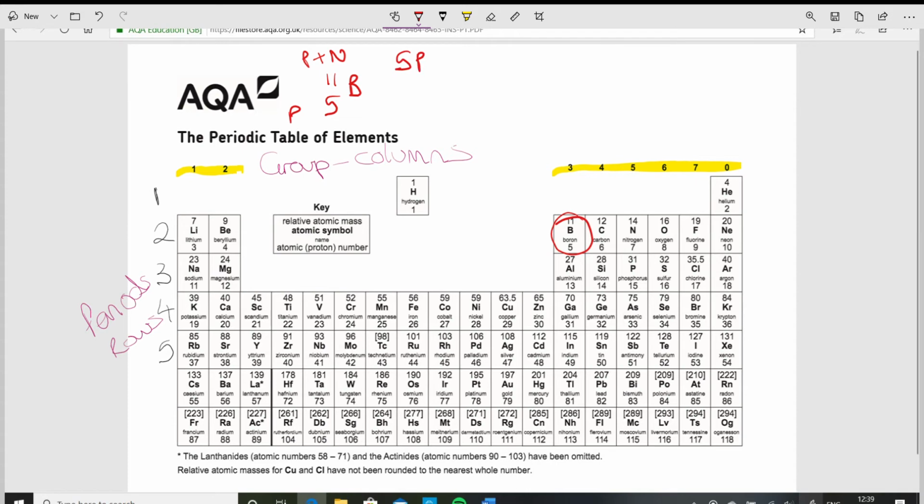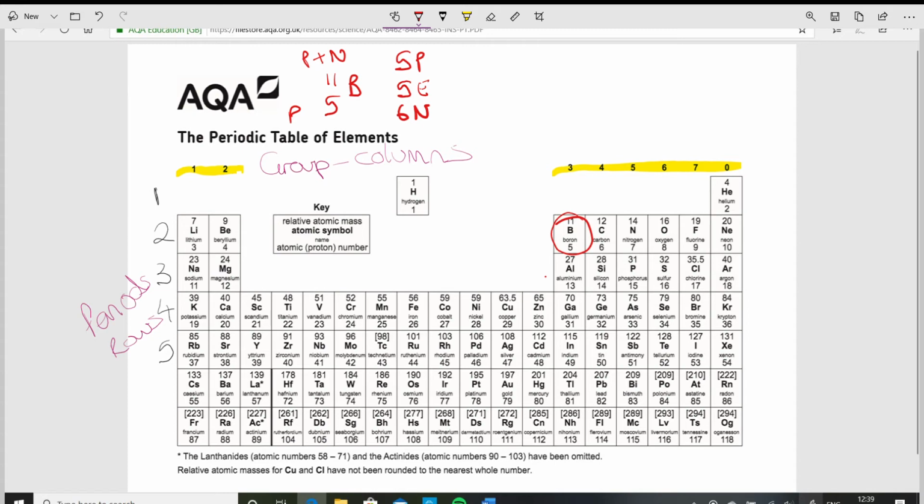So therefore boron is going to have 5 protons. Because it's got 5 protons, it will also have 5 electrons. And then to work out how many neutrons there are, you would need to do the 11 take away the 5, which would leave you with 6 neutrons. Once we know that information, we can then work out electronic structure.